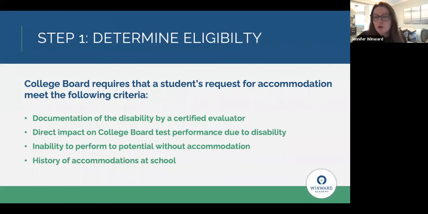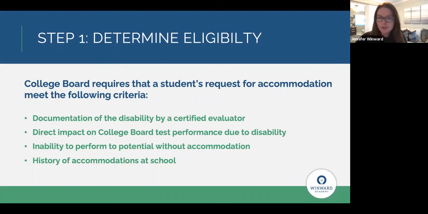So what are the requirements to determine eligibility for College Board? College Board, number 1, same as ACT, wants a certified evaluator to have documentation of some sort of limitation or disability. Just like the ACT, they want it very clearly stated: how is this disability going to have a direct impact on test performance for a test that's administered by College Board? That could be the SAT, that could be the PSAT, that could be the AP exams, right?